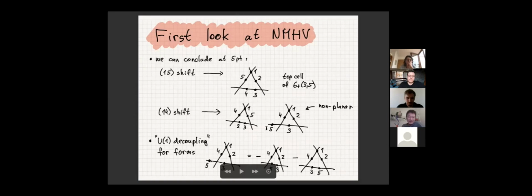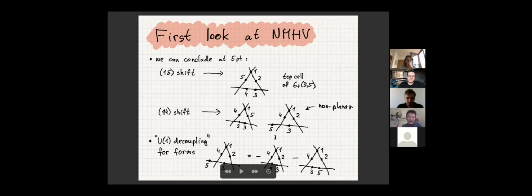Okay, so this is a kind of recap of what we did so far. So the 1-5 shift, which was the planar or the adjacent shift, generated the top cell of G3-5, and the 1-4 shift, which is the first example of this non-adjacent, generated a collection of 2 cells or 2 configurations. And together, the sum of the forms of these 2 guys recovers that form.